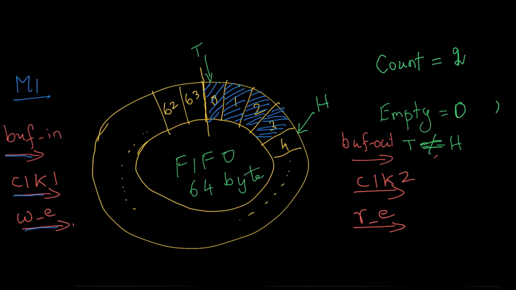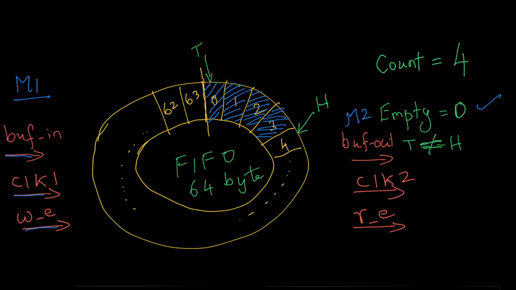And so your count would have updated to a value 4. So there are 4 bytes in the FIFO. Now let us say your M2 starts reading data. Since your MT is not 1, that means there is some data in your FIFO, and your M2 can read data from FIFO now.